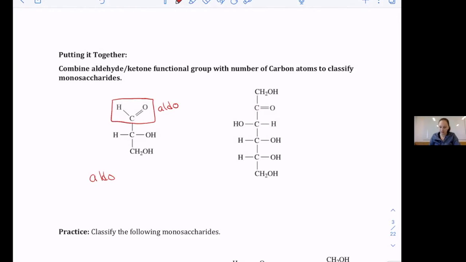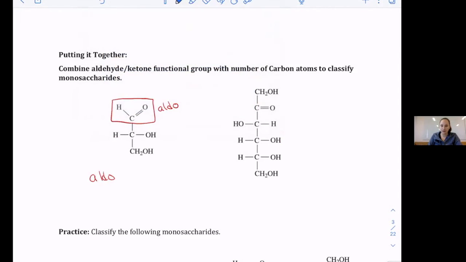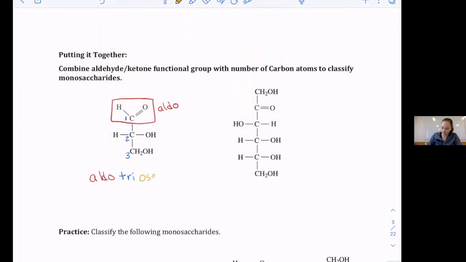So we're going to start with aldo, and then number how many carbons we have. We start with the carbon at the very top of our chain. We'll talk about how we make these particular structures, but we're going to start with the very top. That's carbon number 1, and label all the way down. So we have 3 carbons. We're going to have aldo, tri, and then ose at the end to show that it's a sugar. Aldotriose.